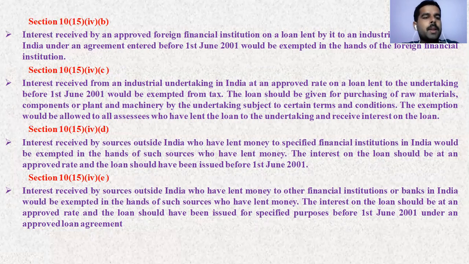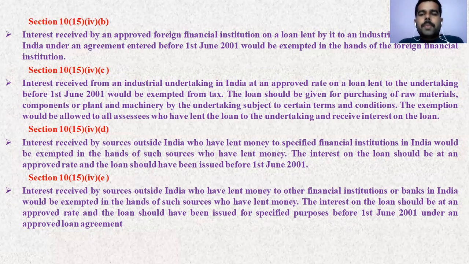Then next over here, interest received from an industrial undertaking in India at an approved rate on a loan lent to the undertaking before 1st June 2001 would be exempted from tax. The loan should be given for purchasing raw material, components or plant and machinery by the undertaking, subject to certain terms and conditions. The exemption would be allowed to all assessees who have lent the loan to the undertaking and receive interest on the loan. Here, interest received from an industrial undertaking in India. I am focusing on interest only.